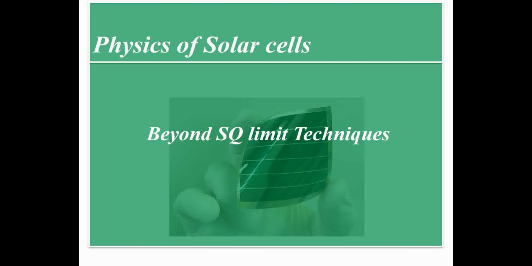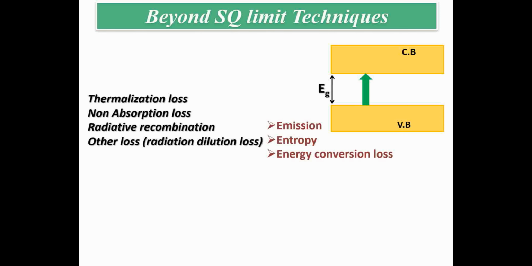So in the last session we have seen about efficiency of a solar cell and SQ limit details. So in this session we are going to see techniques for achieving efficiency beyond SQ limit. Okay. So let us have a recap of what are the losses in an ideal solar cell.